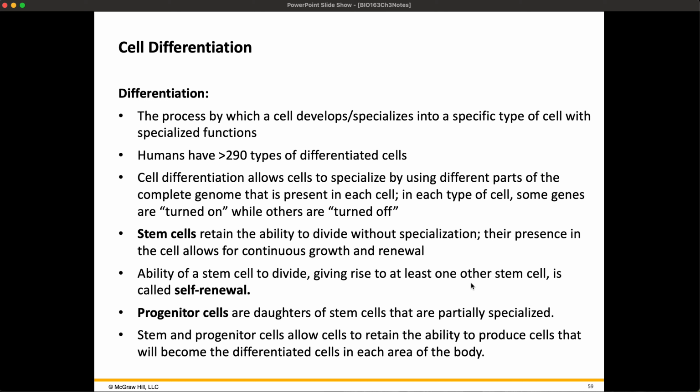This gives us continuous growth and renewal. The ability of a stem cell to divide and give rise to at least one other stem cell is called self-renewal. These are progenitor cells. They're daughter cells of stem cells that are partially specialized. Progenitor cells retain the ability to produce cells that will become differentiated in each area of the body. So they're very effective in making sure that our body can continue the process of growth and repair, and it's not just that, oh, well, this one cell is gone now and we're down that cell. That's not how we die. That's not how our bodies start to fall apart. Our bodies keep these stem progenitor cells, although after a certain period of time, those might even start to lose their efficacy as well.